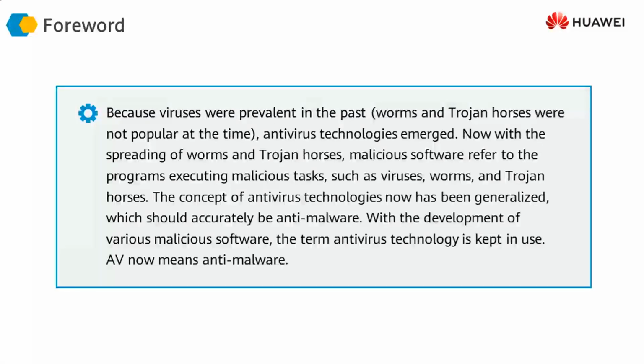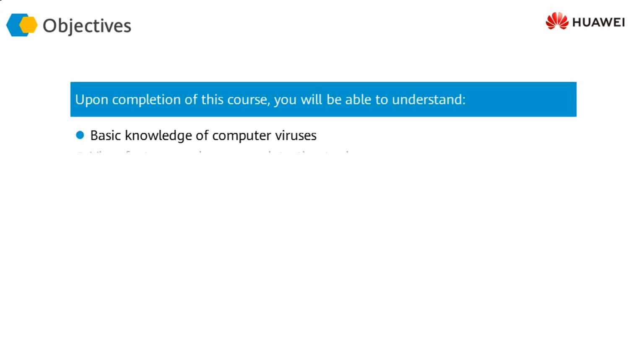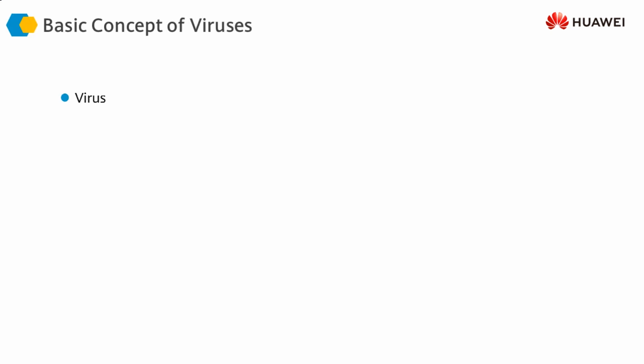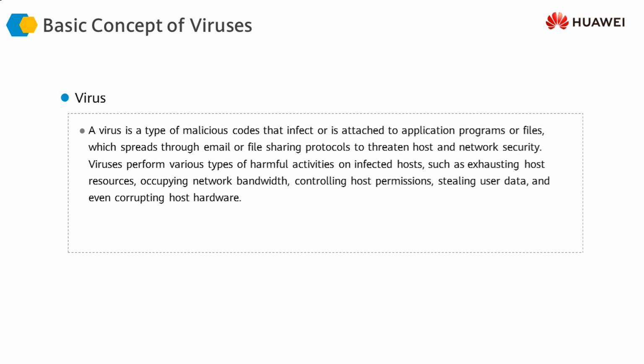So let's first look at the definition of a virus, or the basic concept of what a virus is. As most of you might already know, a virus is a piece of malicious code which is used to infect computers or servers, so that they are unable to provide the services which they are supposed to provide. Viruses can infect hosts, exhaust host resources, occupy network bandwidth, control the hosts and make them do things they should not be doing, or in the worst case scenario, even corrupt the host hardware as well.